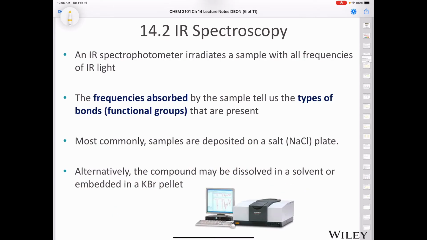In an infrared spectrometer, a sample is irradiated with frequencies of infrared radiation, and the frequencies that pass through, that are not absorbed by the sample, are detected. A plot is then constructed showing which frequencies were absorbed by the sample. The most commonly used type of spectrometer, called a Fourier transform or an FTIR spectrometer, irradiates the sample with all frequencies simultaneously and then uses a mathematical operation called a Fourier transform to determine which frequencies passed through the sample.